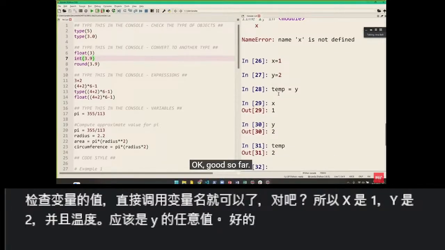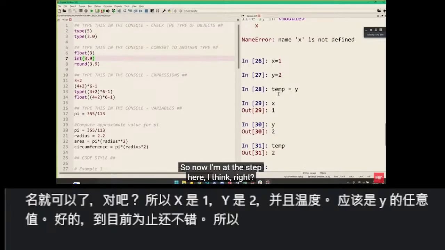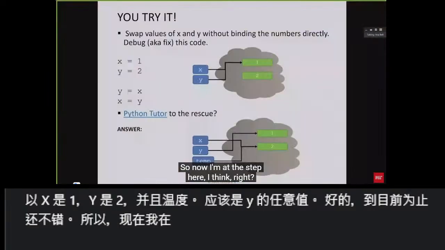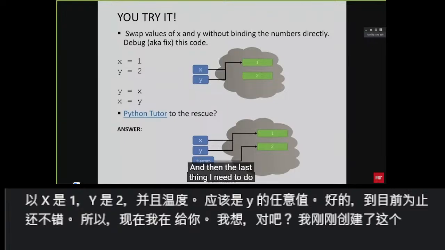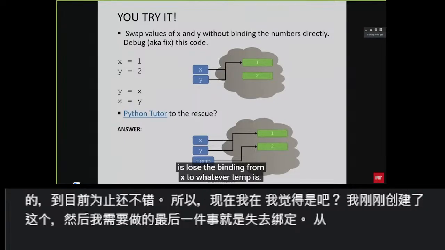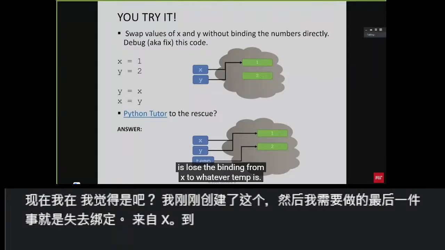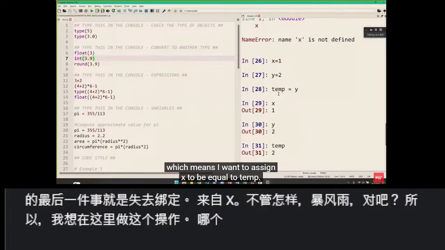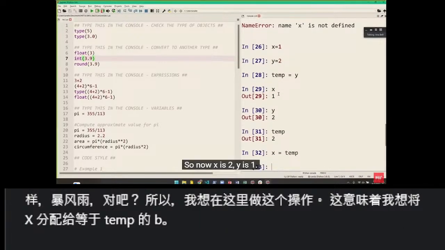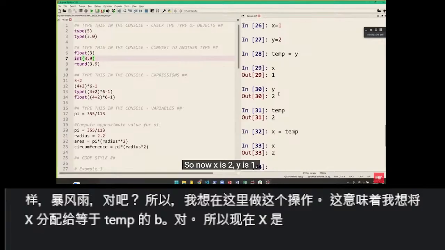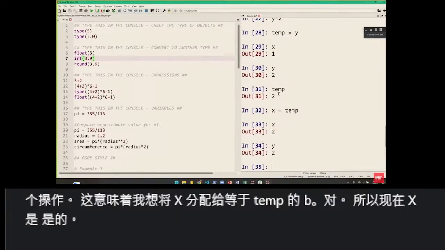Okay, good so far. So now I'm at the step here, I think, right? I've just created this. And then the last thing I need to do is lose the binding from x to whatever temp is, right? So I want to do this operation here, which means I want to assign x to be equal to temp, right? So now x is 2, y is what? What did I do?